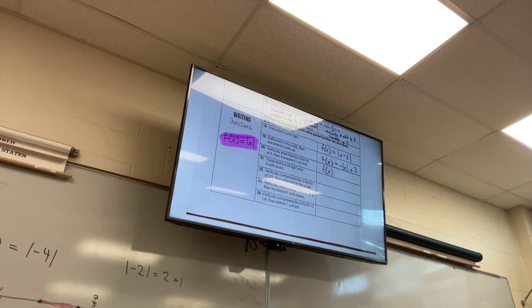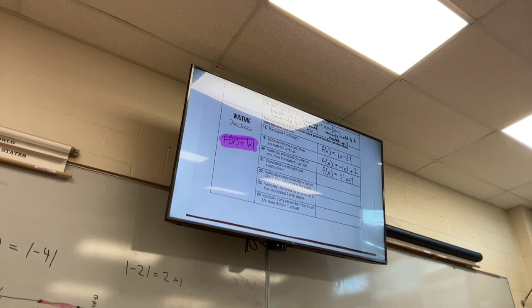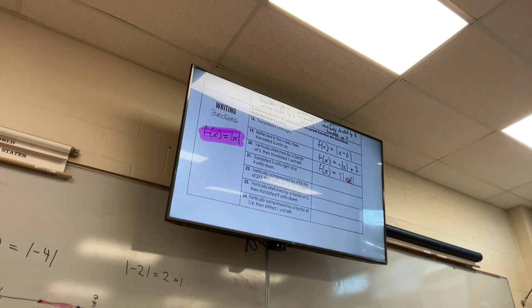All right, vertically stretched by a factor of 5, and then translated 1 unit left. 5 times absolute value. That +1 is inside my absolute value bar, so it's going to take me to the left by 1. That 5 right there vertically stretches the graph by a factor of 5.